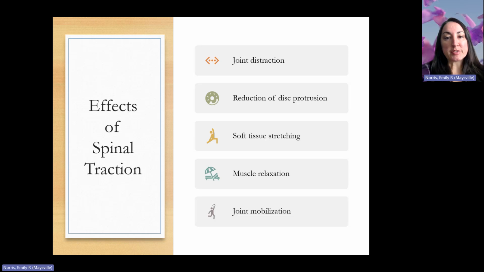Joint distraction, it opens up that joint space. Reduction of disc protrusion if they have a bulging or a herniated disc. Soft tissue stretching, muscle relaxation, and joint mobilization.